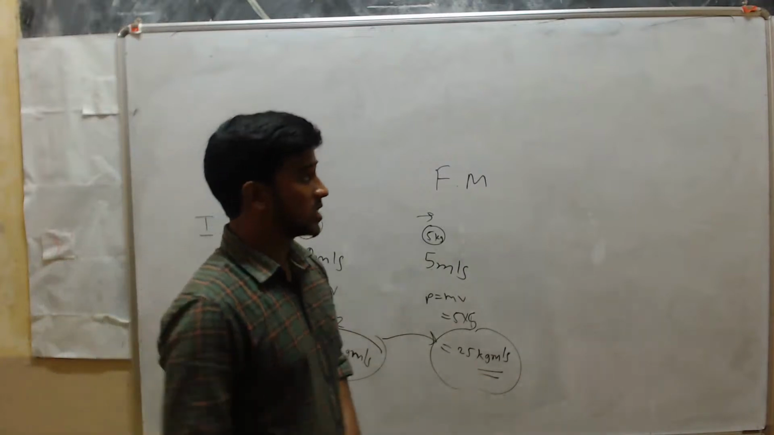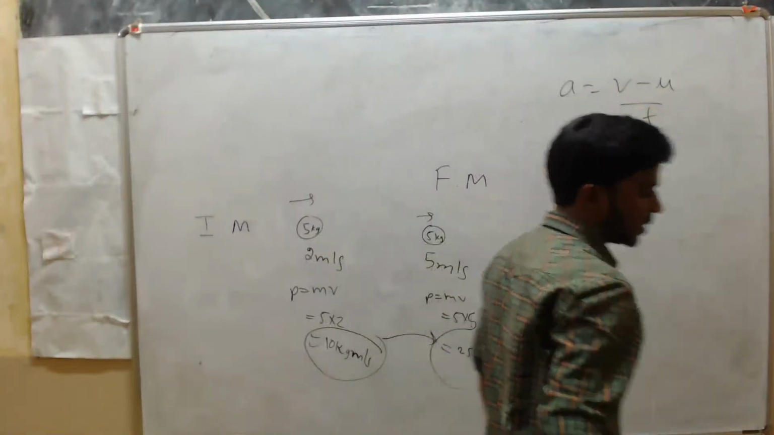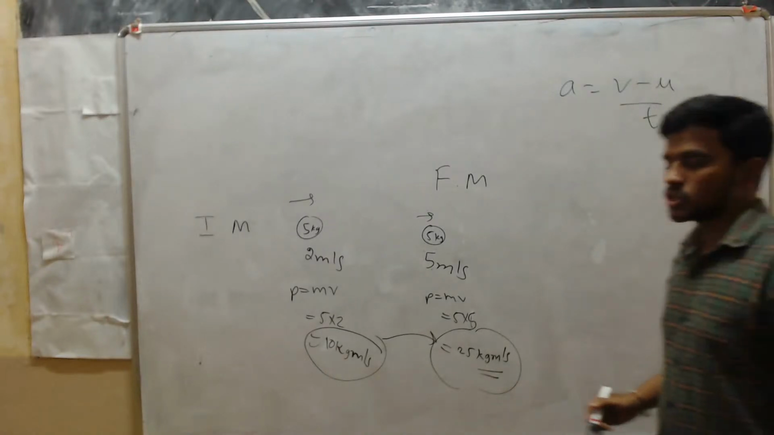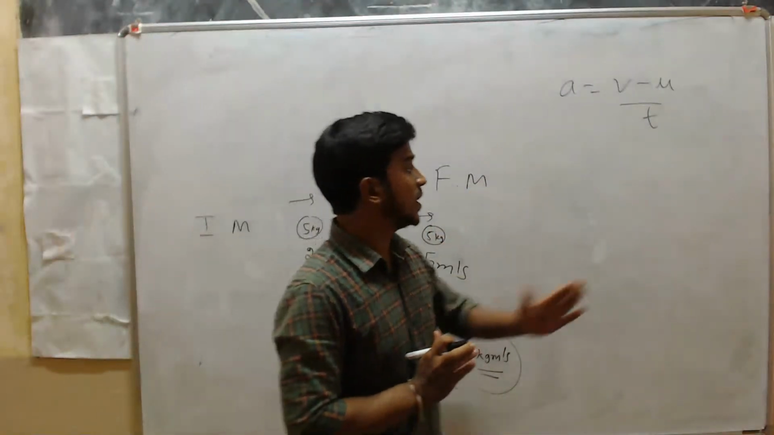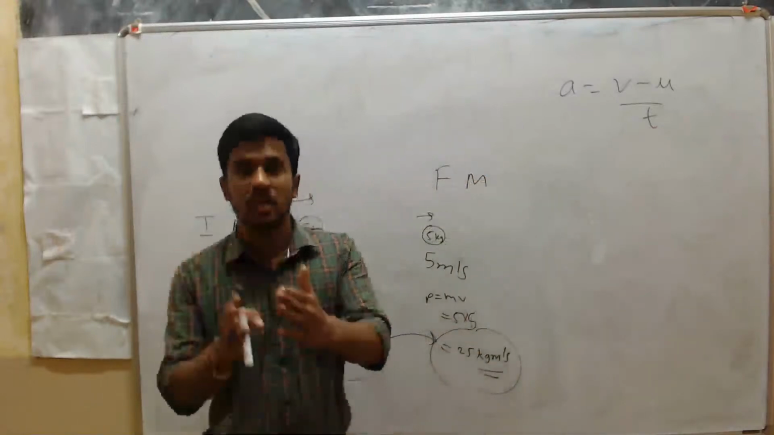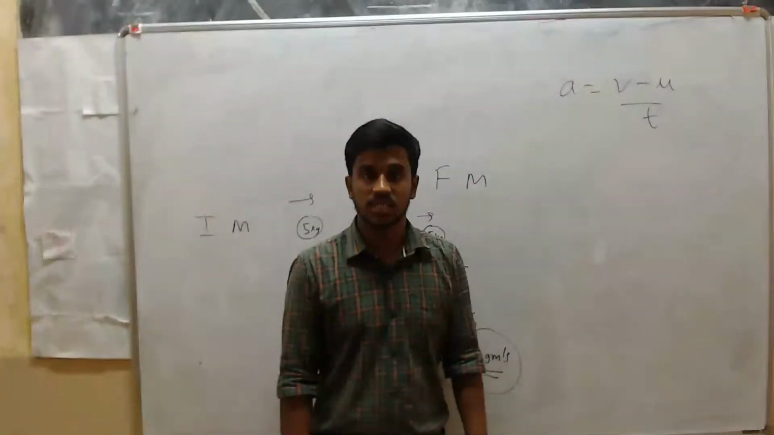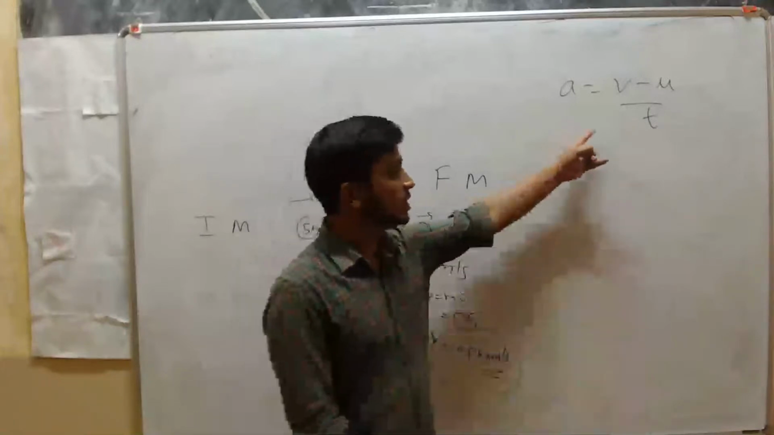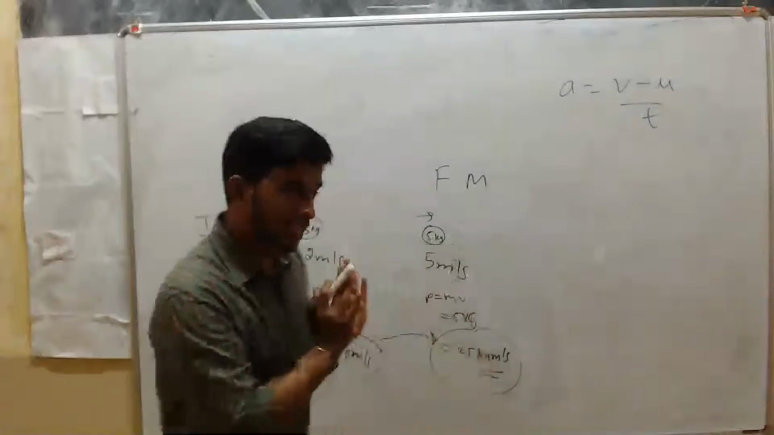So you have studied a = (v - u)/t. What does it represent? Acceleration is equal to the change in velocity in a given time, which means one object changes its velocity in some time. So we call it acceleration. What is acceleration? In a given time its velocity changes. So we call it the rate of change of velocity, or change in velocity in a given time.